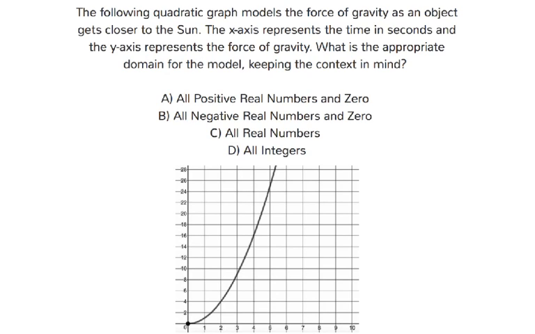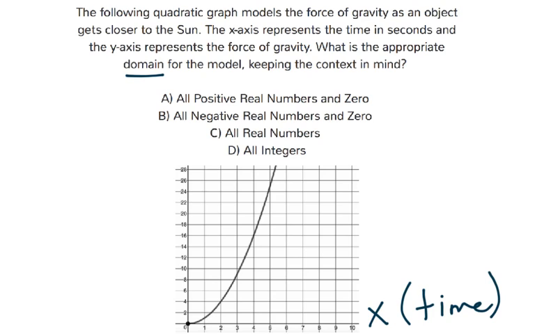Alright, this question is talking about domains. Let's go ahead and read it. The following quadratic graph models the force of gravity as an object gets closer to the sun. The x-axis represents the time in seconds. Okay, let's write that down.